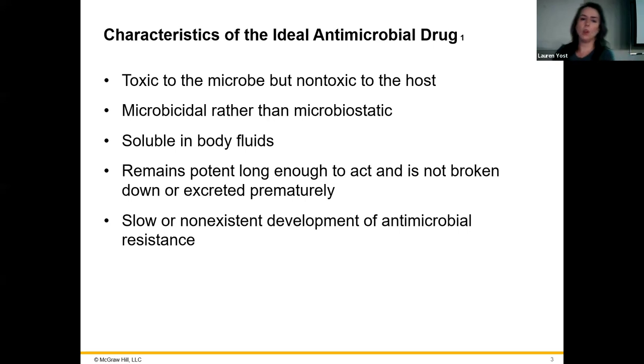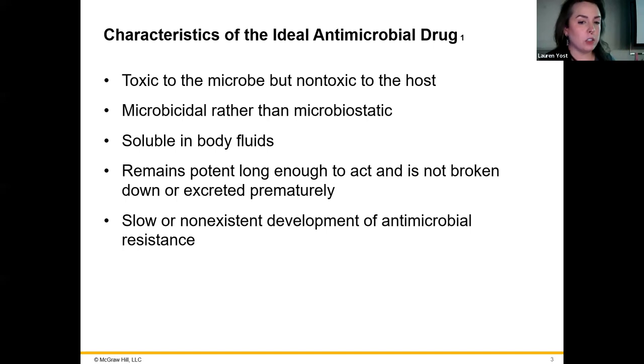Okay. What do you want in your ideal drug? You want it to be toxic to the microbe, but not to the host. Microbicidal rather than static. We want to kill whatever that microbe is. We don't want it hanging around to come back later on. We want it to be soluble in any body fluids since that's where it's going. We want it to hang around long enough that it won't get broken down by your liver or excreted through your kidneys. We need it to last at least long enough to kill the bad guys.